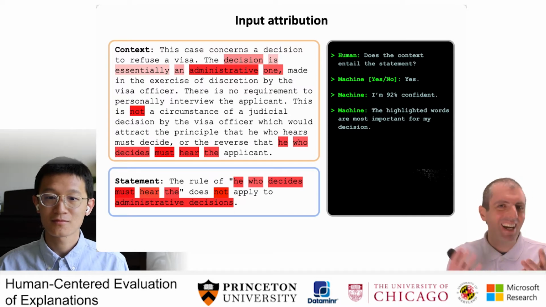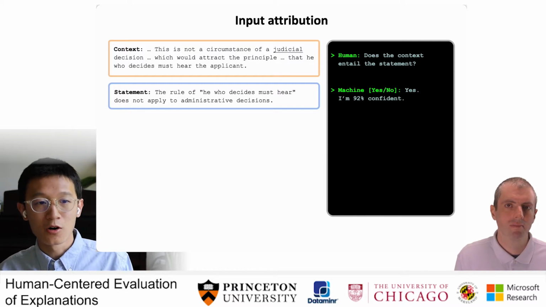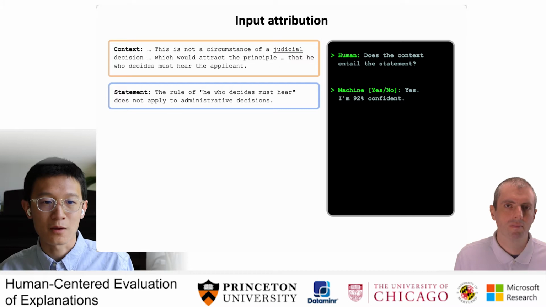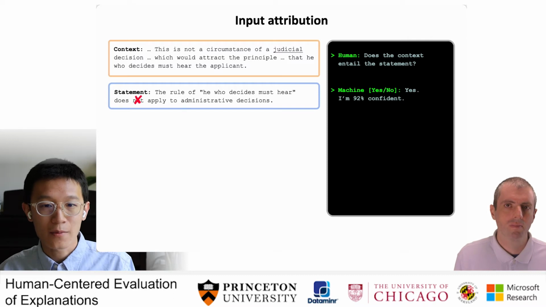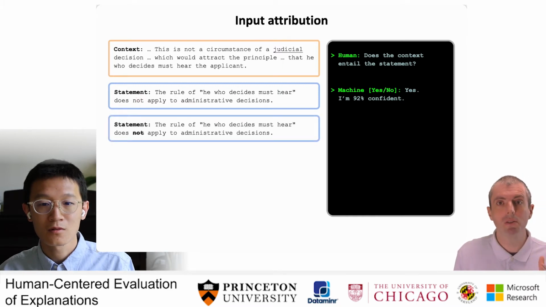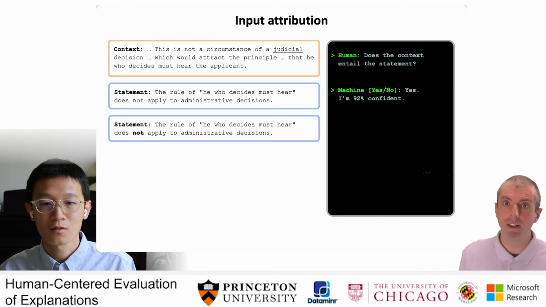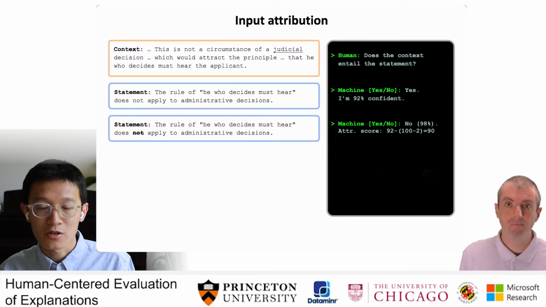But you just kind of threw the highlighting up there. Where did that come from? Good point. Let's see how we can generate the heat map. I'll abbreviate the context since we're generating the heat map for the statement. Let's think about it this way. What would happen if I remove the word not from the statement? Well, then the statement would be the rule of he who decides must hear does apply to administrative decisions. The system should say that it's not entailed. And it does. The model changes its prediction to no with high confidence.